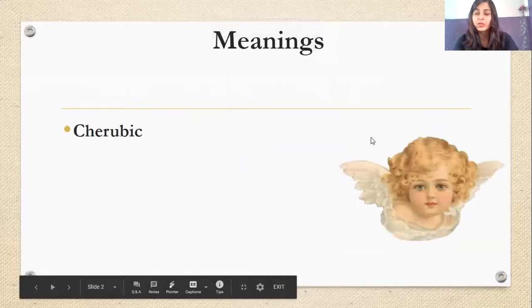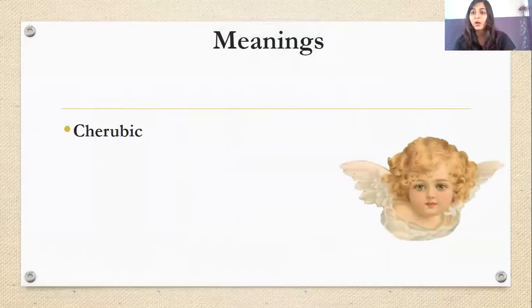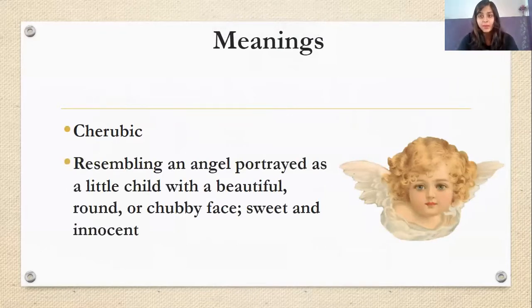So what do you mean by the word cherubic? Now in the picture you can see a very cute little girl with chubby cheeks and round face, and she's looking like an angel, so innocent, so beautiful. So what do you mean by cherubic? Cherubic resembles an angel portrait. That means she's looking like an angel, a girl who looks like a fairy or an angel with round face and chubby cheeks, and she looks very innocent and sweet.